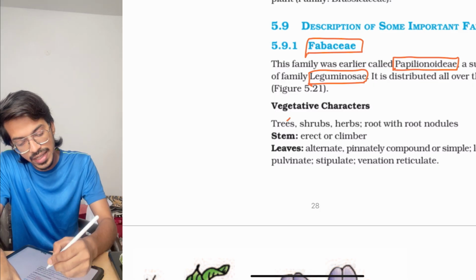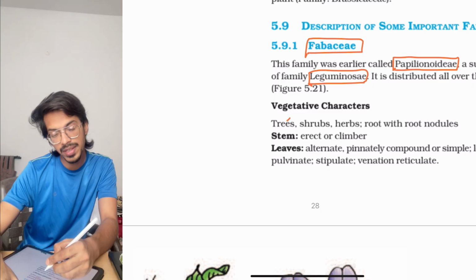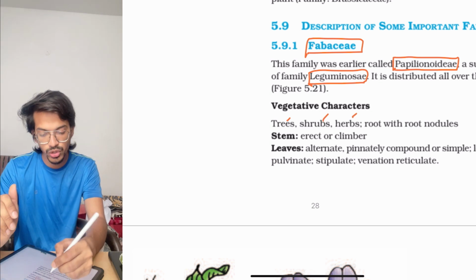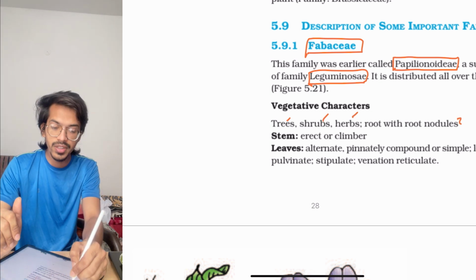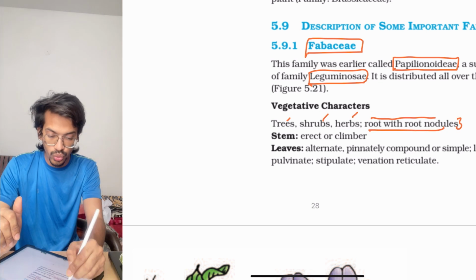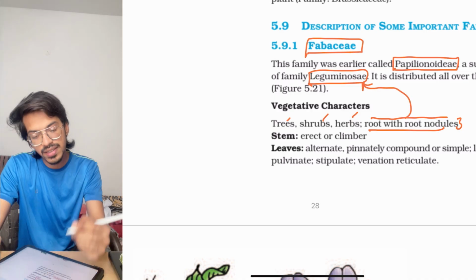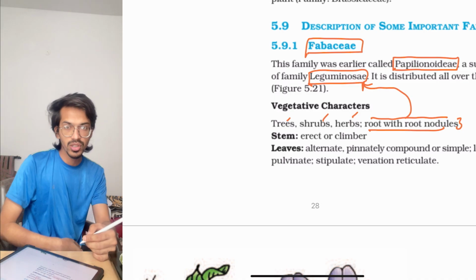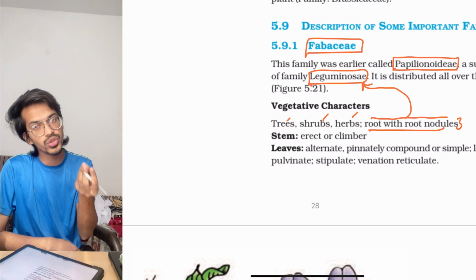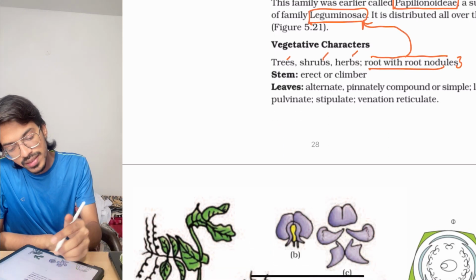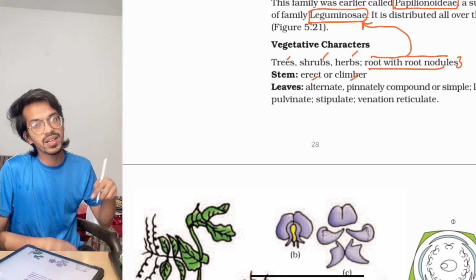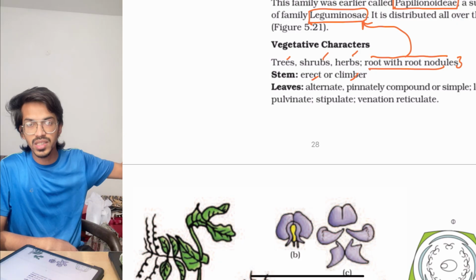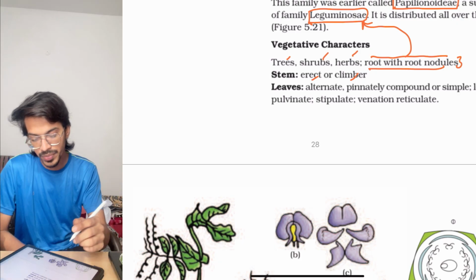The plants inside this family can be trees, shrubs, or herbs, and the roots have nodules. That's why we say they were earlier a subfamily of the Leguminosae family, because in Leguminosae the roots have nodules, right? Then they could be erect or climbers. If they are climbers, they need a certain kind of support, like tendrils, on their stem.